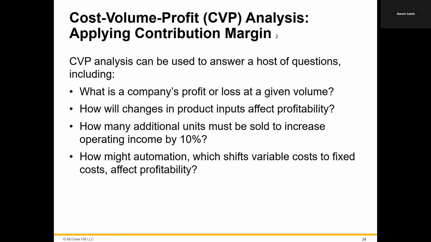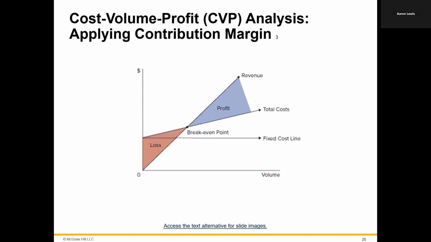And for bigger questions here, what if you have a shift in, as they call it, your cost structure? Things become variable or fixed or vice versa. So if you have a bunch of laborers that are making stuff by hand and they're getting paid hourly, that would be a variable cost. Whereas if you find a machine that you can buy that will replace some of those laborers and you lease that machine, the lease cost of that machine becomes fixed. So how does changing your cost structure affect your profitability? All things that CVP can answer.